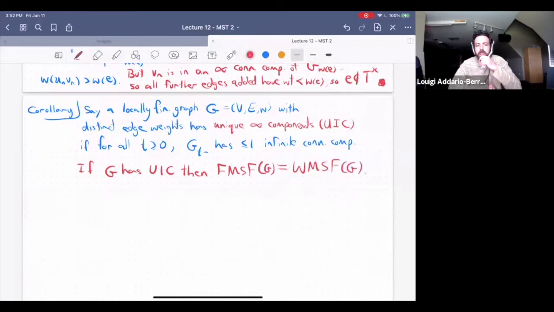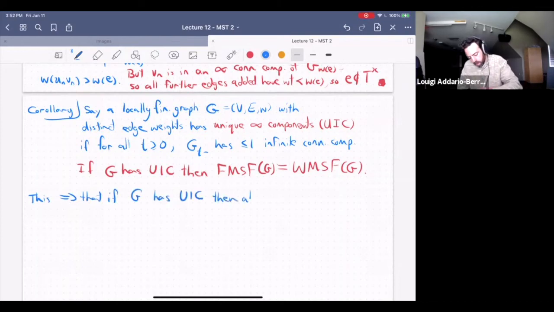Right? Because in that case, every time an edge connects two distinct connected components of the graph G_t minus, automatically at most one of them is infinite. And so it's added to both the free and the wired minimum spanning forest. Okay. And this also implies that if G has unique infinite components, then all components of the free minimum spanning forest are infinite.